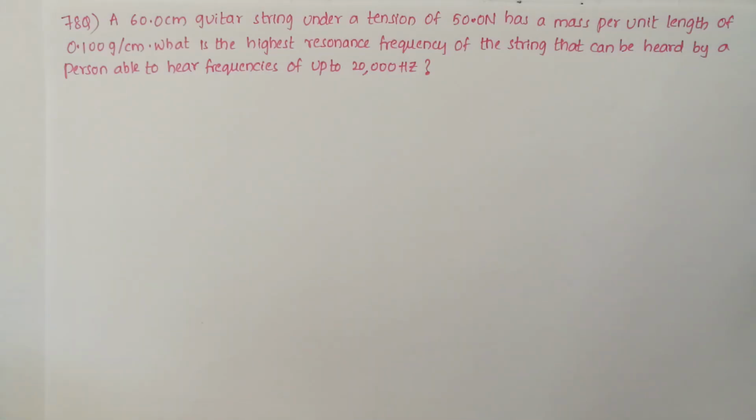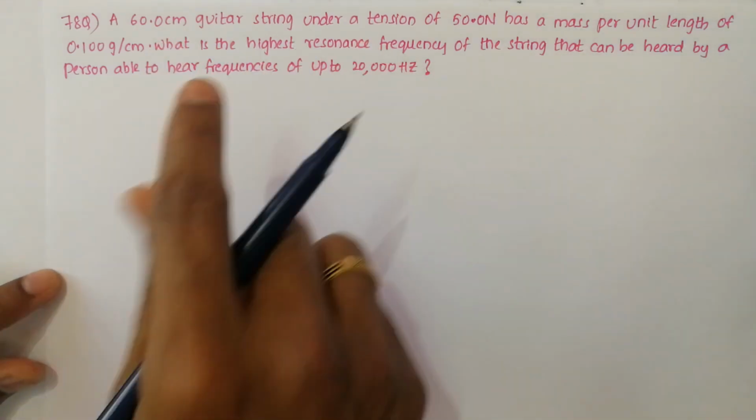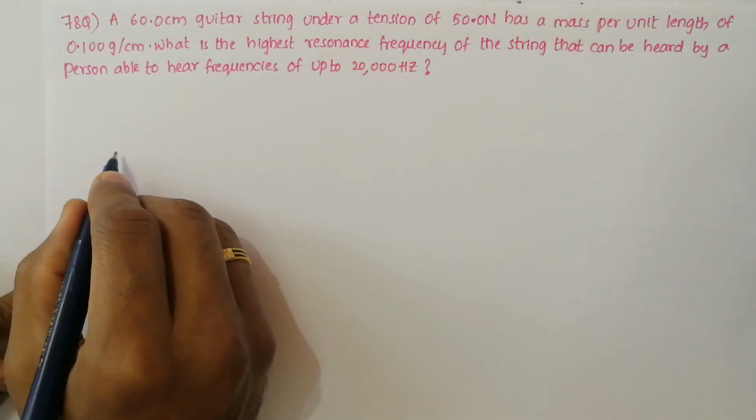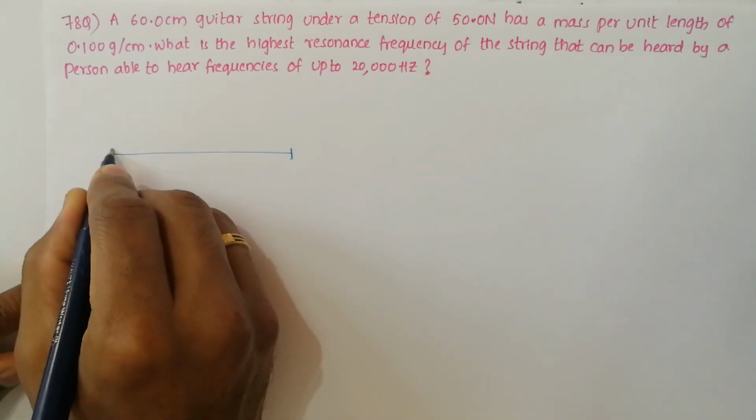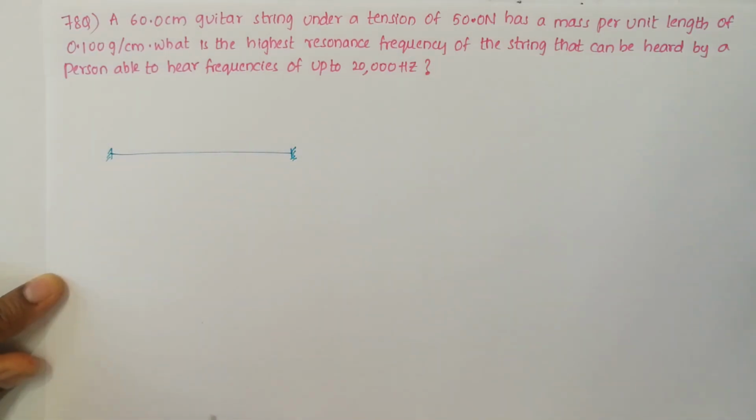The next question: a 60 centimeter guitar string under a tension of 50 Newton has a mass per unit length of 0.1 gram per centimeter. What is the highest resonance frequency of the string that can be heard by a person? See here, a person will be able to hear only up to 20,000 hertz, so he's asking the highest frequency below 20,000 hertz. As it is talking about a guitar string, the string will be fixed at both ends. In a guitar, the string will be fixed at both ends.